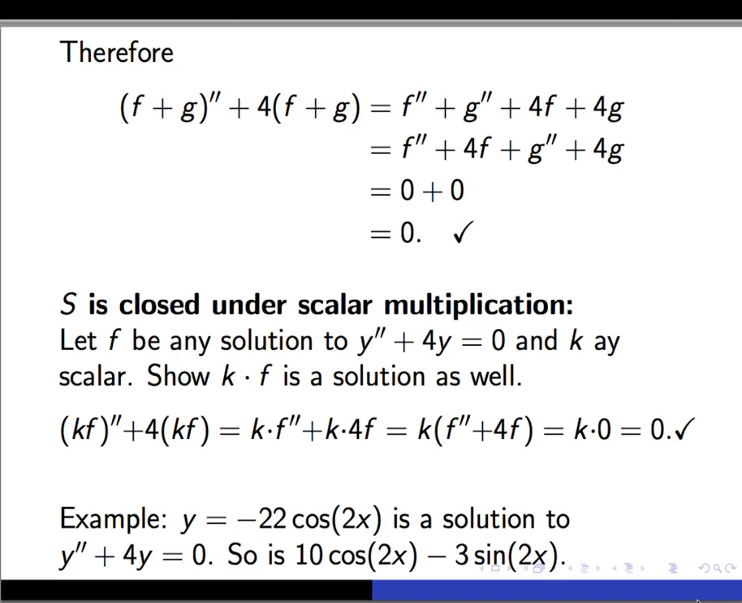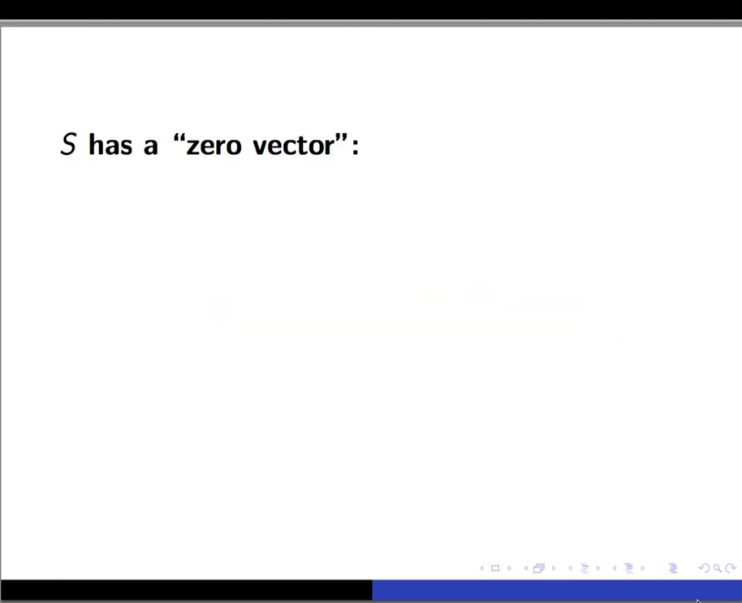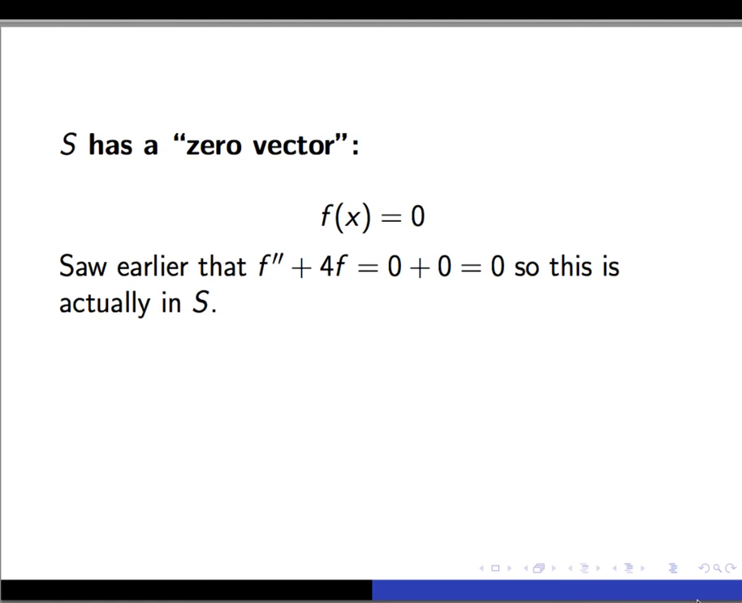Now, so far, this set S of solutions to the differential equation has had the same vector-like properties that P sub n, our set of polynomials of degree at most n from the previous video, also had. And so this set of solutions to the differential equation also has this third property that we mentioned in the last video. There's an element in the set that behaves like the zero vector, namely the constant function f of x equals 0. We already saw that this function is actually in S because f double prime is 0 and 4f is 0, and so adding them together will give me 0 as well.